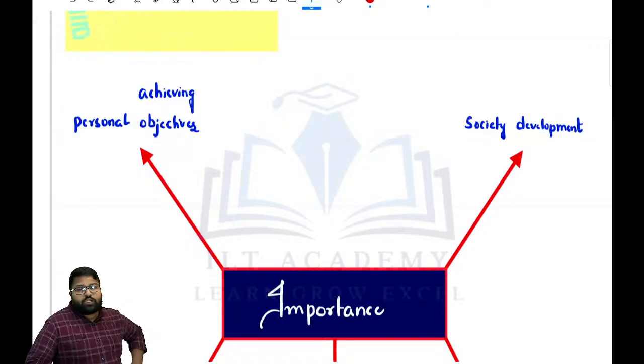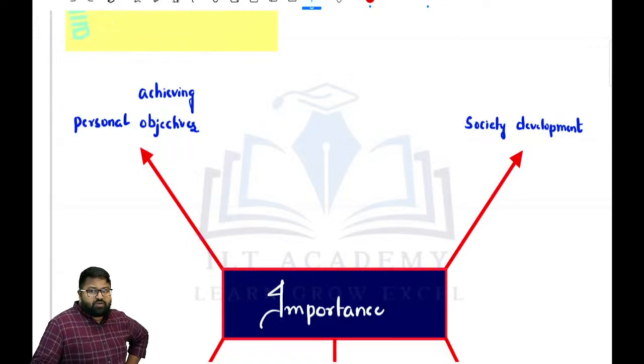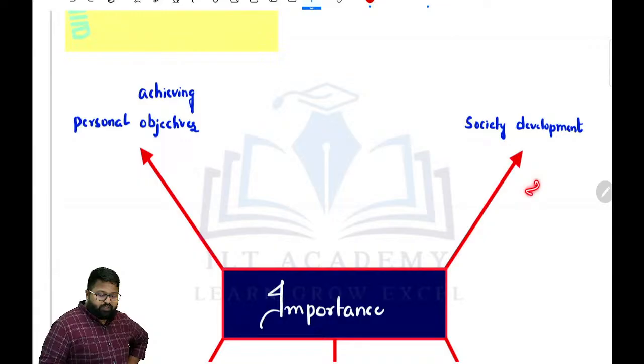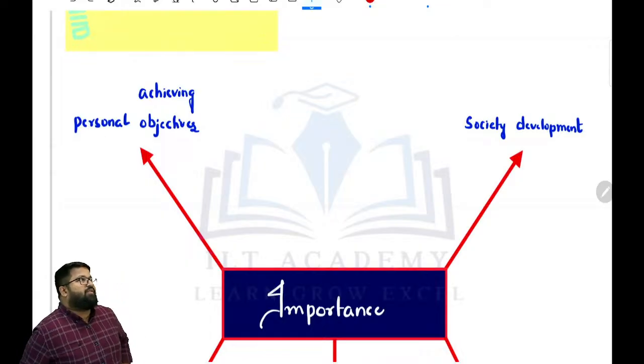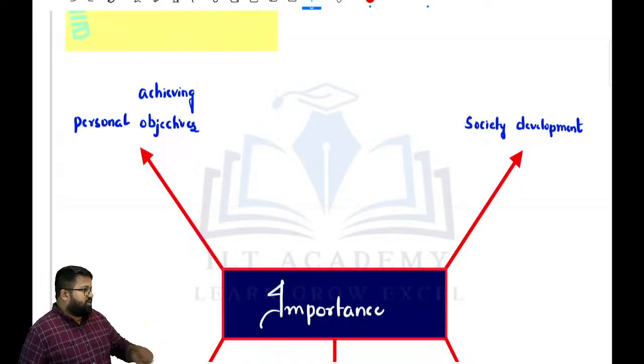Achieving personal objectives. And second one, society development. It is like 2% of profits to CSR activities. Basically, in the Companies Act, there is a rule that at least they should spend around 2% of their profits for the sake of CSR activities. It is a rule by the Companies Act.